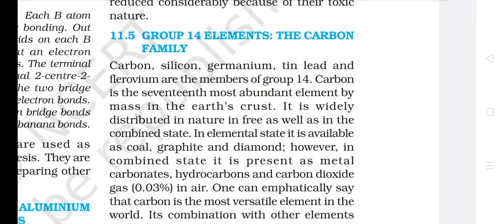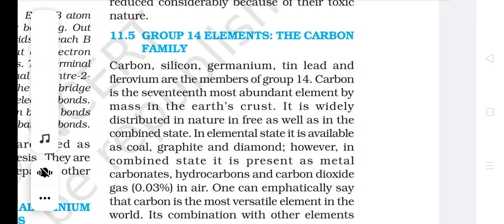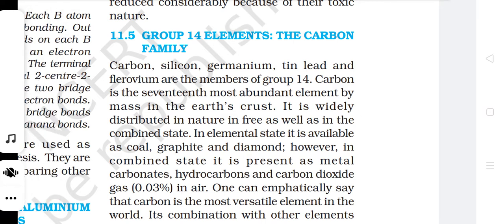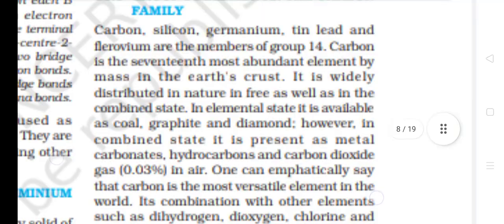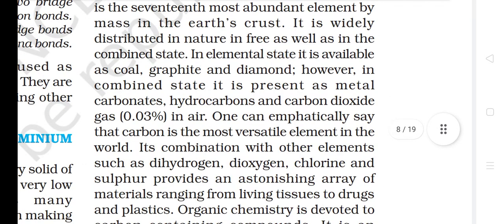Today we will see group 14 elements, the carbon family. Carbon, silicon, germanium, tin, lead and flerovium are the members of group 14. Carbon is the 17th most abundant element by mass in the Earth's crust. It is widely distributed in nature in free as well as in the combined state. In elemental state, it is available as coal, graphite, and diamond. However, in combined state, it is present as metal carbonates, hydrocarbons, and carbon dioxide gas, 0.03% in air.